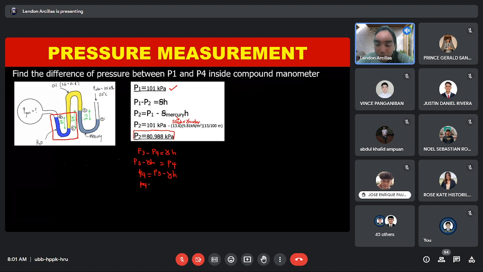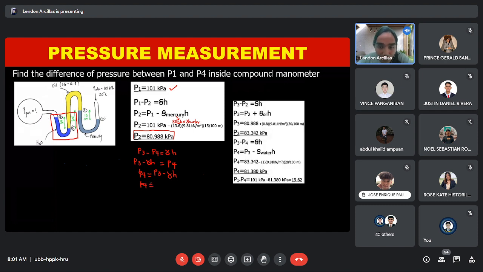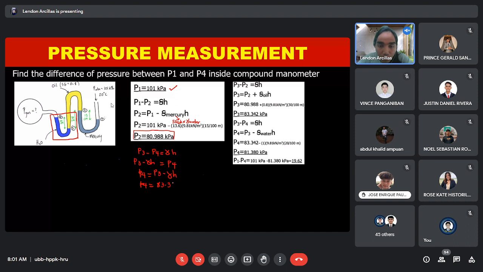So P4, ang P3 natin nakuha is, ano nga yun? 83.342 minus the specific weight of the substance, of course, water naman to, it is 9.81 kilonewton. Diba, SG ng water is 1 times specific weight ng water, 9.81. Pwede na ding wala tong 1 kasi water lang naman to. Times the pressure difference from 3 to 4 is 20 centimeter divide ng 100 para magiging meter. So P4 there is 81.380 kilopascal.